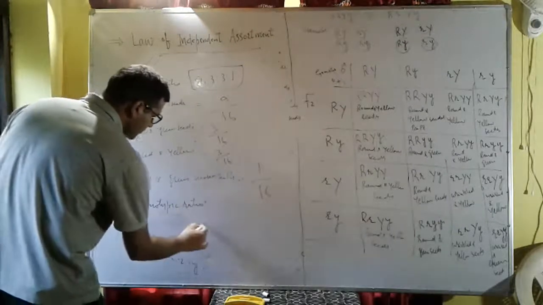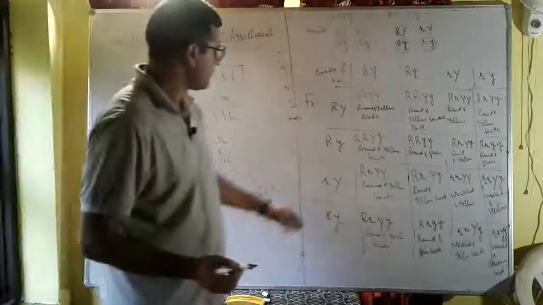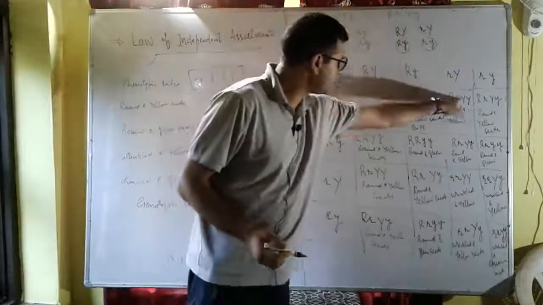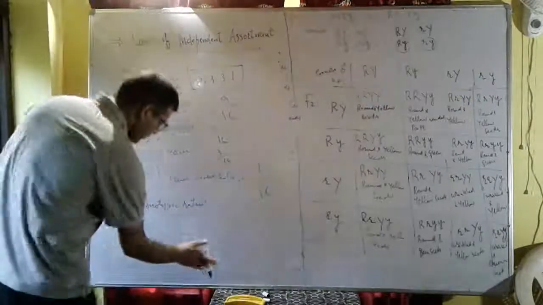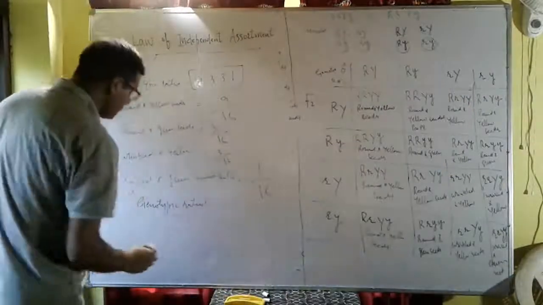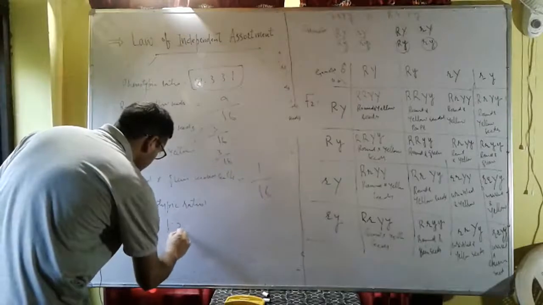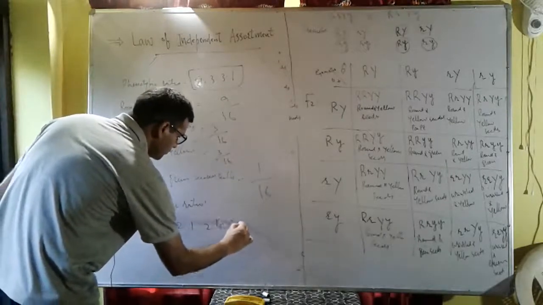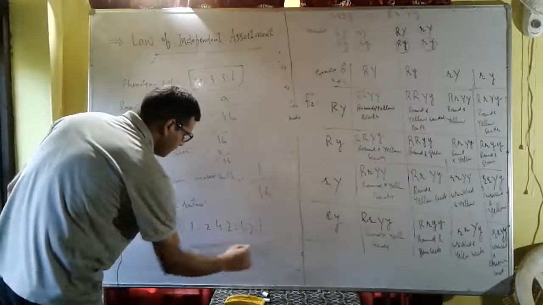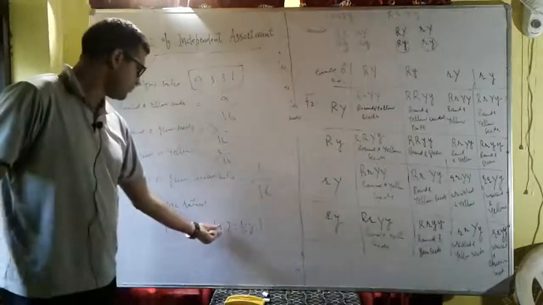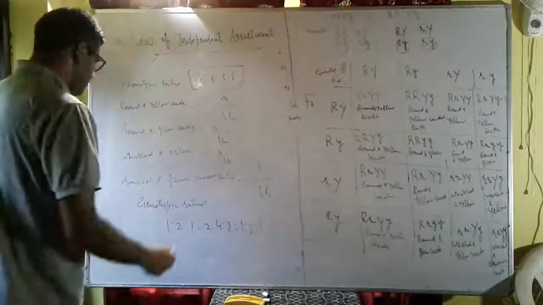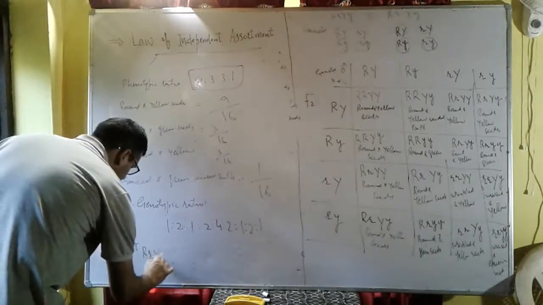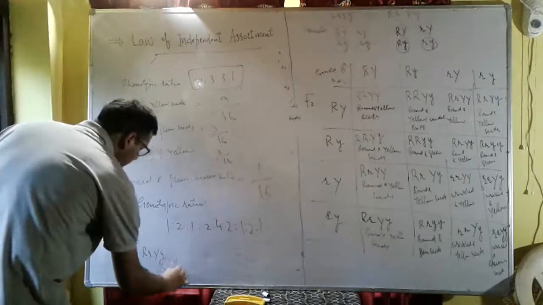What is the genotypic ratio in case of a dihybrid cross? So we have, this is the genotype. So it was 1:2:1, 2:4:2, 1:2:1. So this is the genotypic ratio. This 4, for example, we have capital R, small r, capital Y, small y.